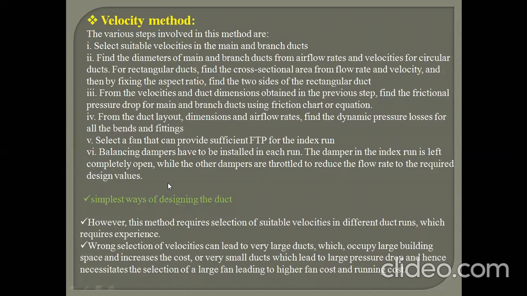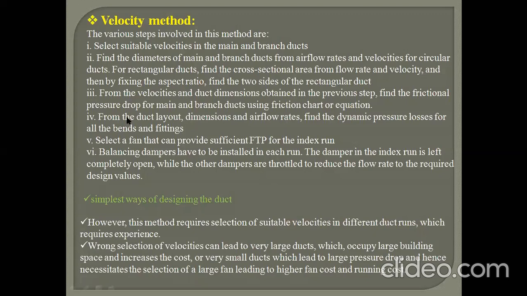Then after knowing the dynamic pressure losses and friction losses, you can estimate the FTP. I think you remember what FTP is: fan total pressure. So after knowing the losses, you find out the fan total pressure which your fan needs to overcome so that air will be supplied to the respective rooms. Balancing dampers have to be installed in each run. I will tell you in the next lecture what a damper is and how to use it. But with the help of a damper, you can control the flow rate of air in the respective rooms.